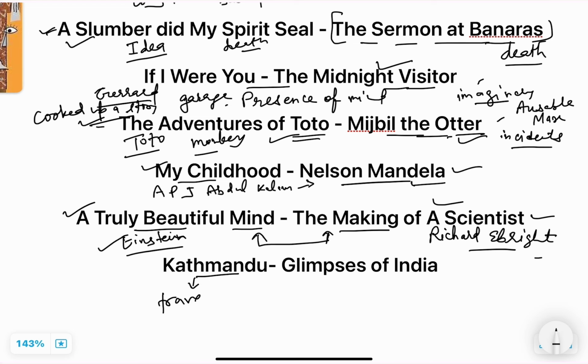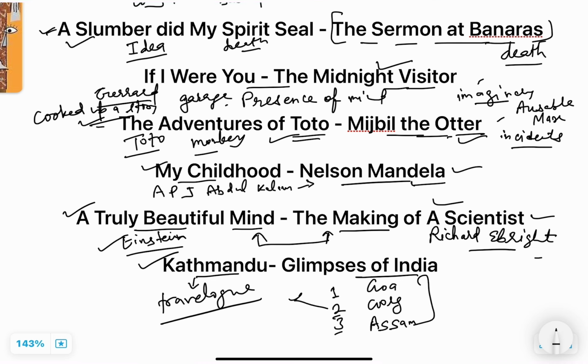This is a travelogue. In this chapter, the author Vikram Seth has told us about the beauty of the city of Kathmandu from different perspectives, different points of view. In the chapter Glimpses of India, we shall read about three tourist destinations, three states or places of India: one is Goa, another one is Coorg, and the last one is Assam. So we can correlate these three topics with the chapter Kathmandu.